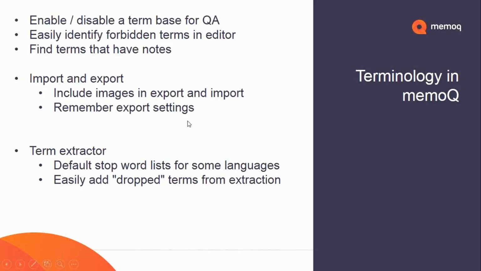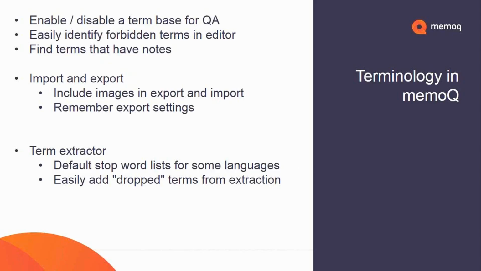Also, we have made it possible to include images in exported term bases, and also obviously import them back. This is a new feature for memoQ, which was already there in our web-based terminology tool called QTerm. Also, the two pieces of software now work together better in this regard. And there is just one small usability improvement. Export settings are remembered now as you choose them, and you don't need to change them every time.